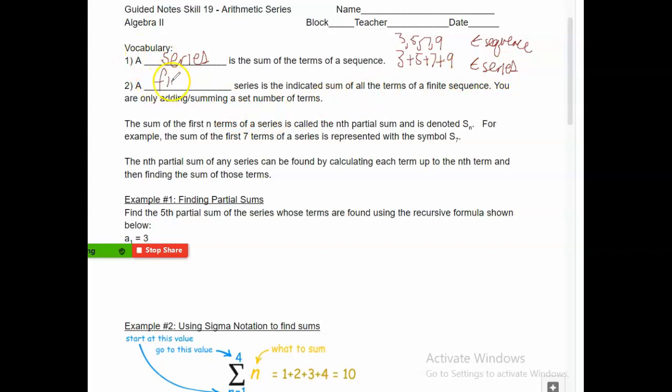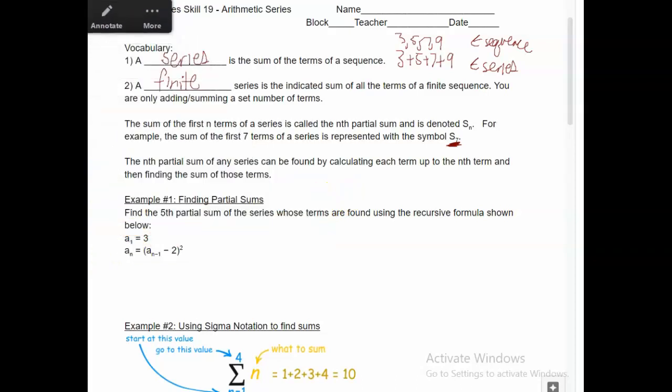And then a finite series is when we add a set number of terms in a sequence. So meaning there's like a starting point and a stopping point. So if we were to sum the first 7 terms, we'd write that S of 7. So that means find the sequence of the first 7 or add the first 7.